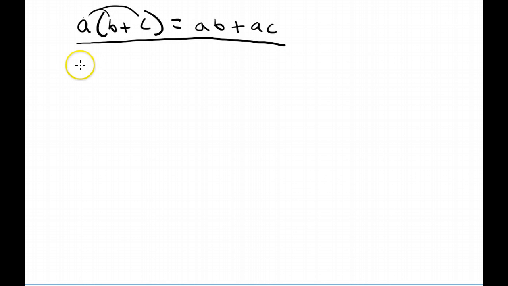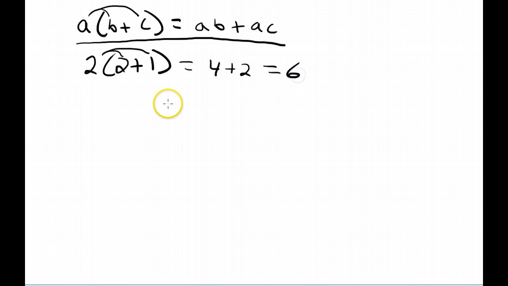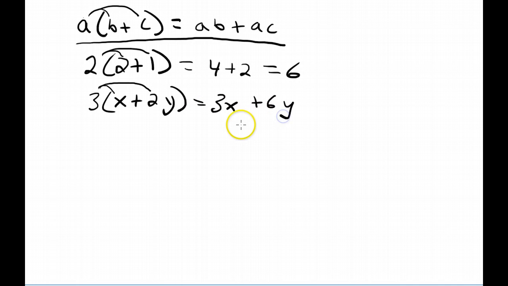Let's look at some other examples. Here we have 2 multiplied into 2 plus 1, which would give us, by distributing, 4 plus 2 equals 6. Some other examples here. If we had 3 multiplied into x and onto 2y, it's going to equal 3x plus 6y. Another example here.